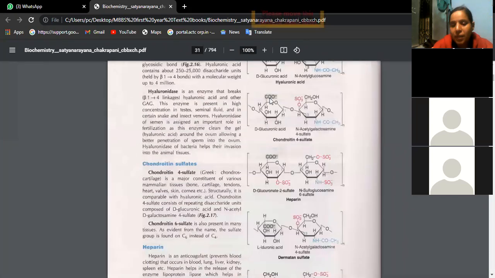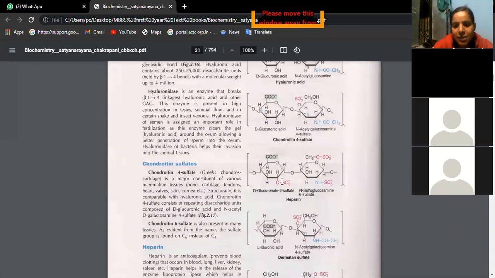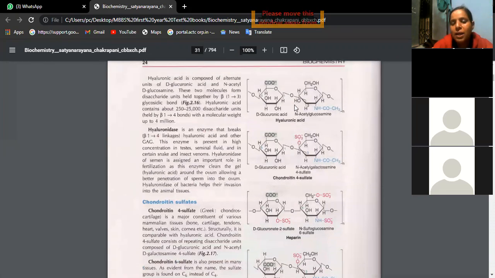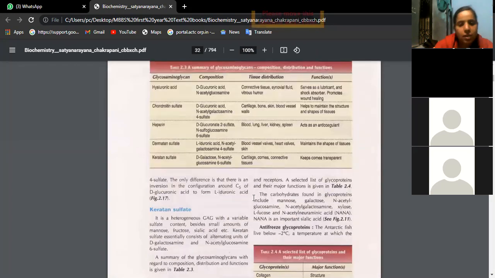You need not learn the pictures, but to make you understand, this is the structure of hyaluronic acid, which is made up of D-glucuronic acid and N-acetyl glucosamine, and it has a beta 1,4 glycosidic linkage. If it is a straight linkage, generally you call it alpha 1,4, but if it is cross, then it is beta glycosidic linkage. Chondroitin sulfate is made up of D-glucuronic acid and N-acetyl galactosamine, and so on. Every composition is given structure-wise.